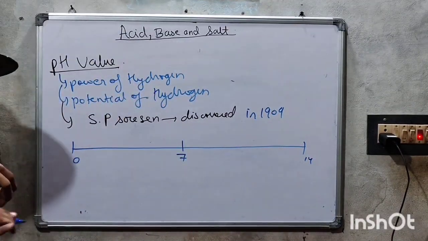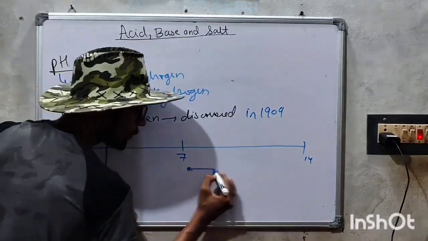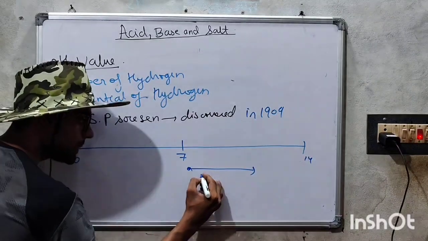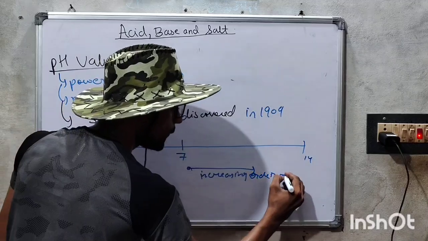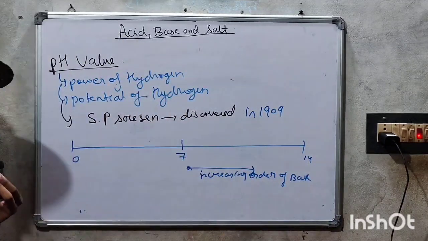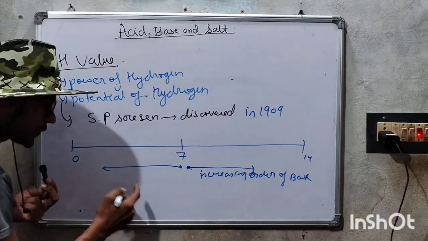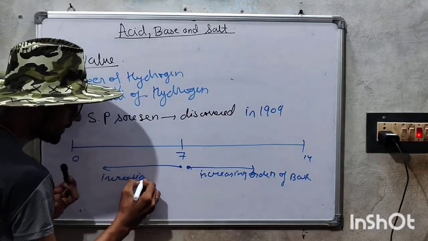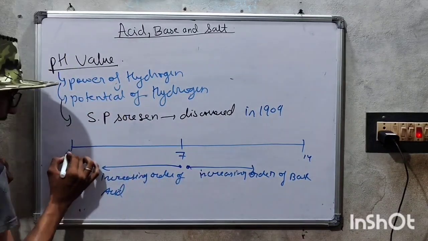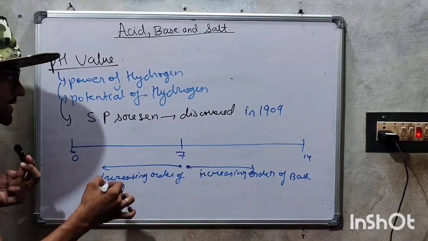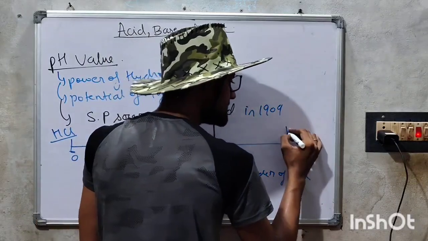neutral. From 7, if we move forward, it is an increasing order of base. From 7, if we move backward, it is an increasing order of acid. So we can say that 0 is the strongest acid, and the strongest acid is HCl, and 14 is the strongest base, and that is NaOH.